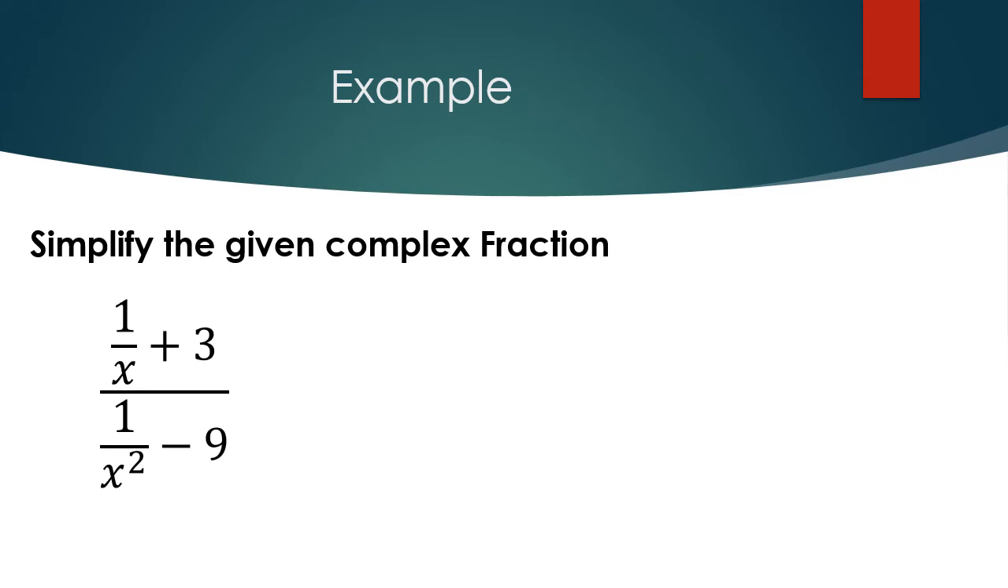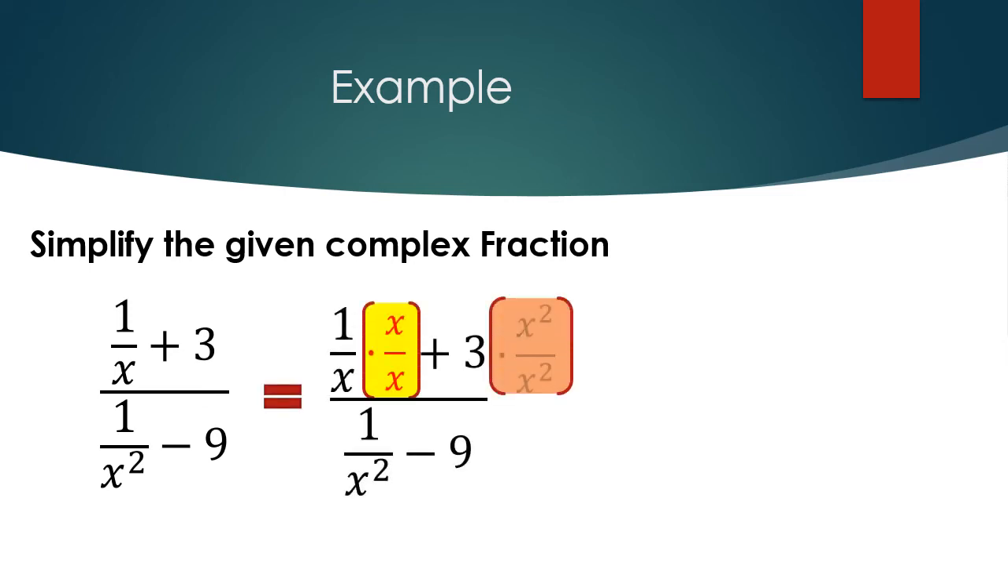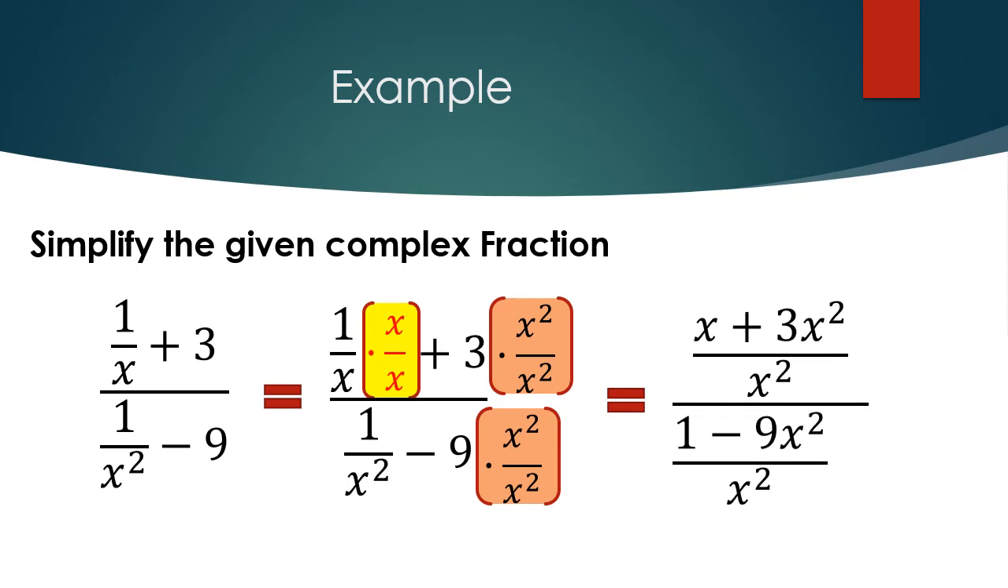Another example, my least common denominator here is x squared. So we're going to change every term into the denominator of x squared. Therefore, we're going to get x plus 3x squared over x squared, over 1 minus 9x squared over x squared. The x squared can be simplified.